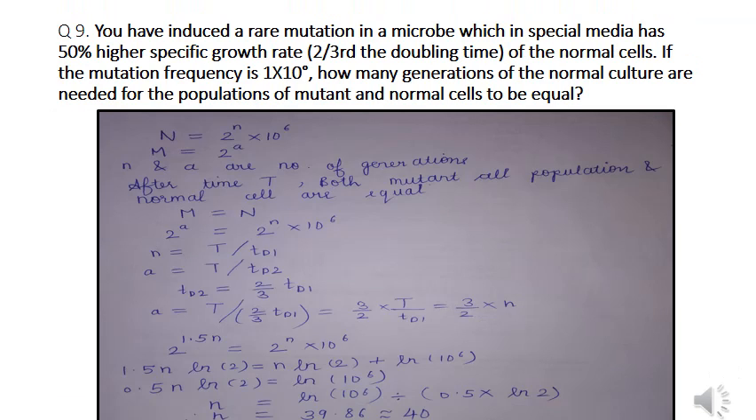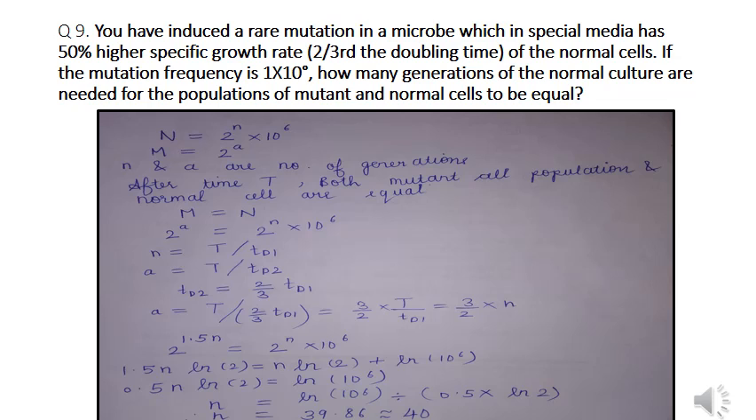Ninth question. You have induced a rare mutation in a microbe which, in special media, has 50% higher specific growth rate. That is 2/3 of the doubling time for the normal cells. If the mutation frequency is 1 in 10 raised to 6 cells, how many generations of normal culture are needed for the population of the mutant and normal cells to be equal?